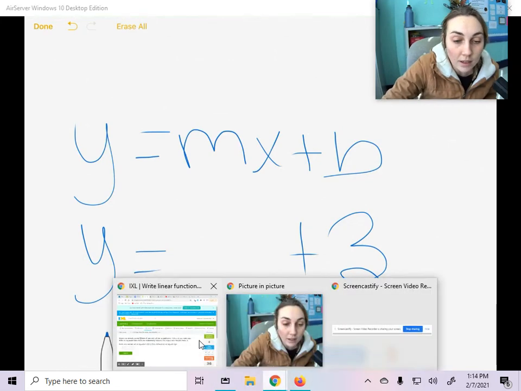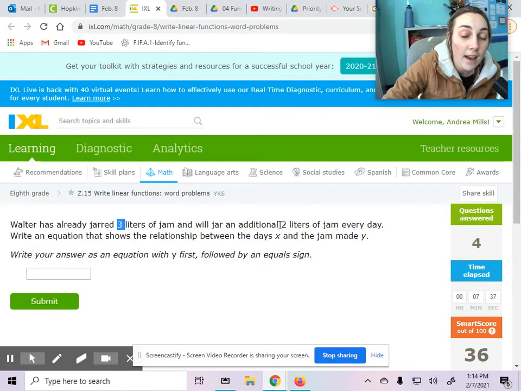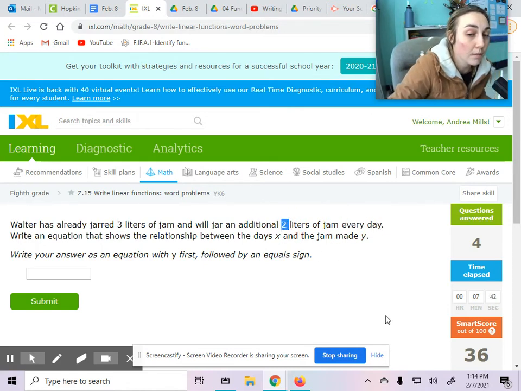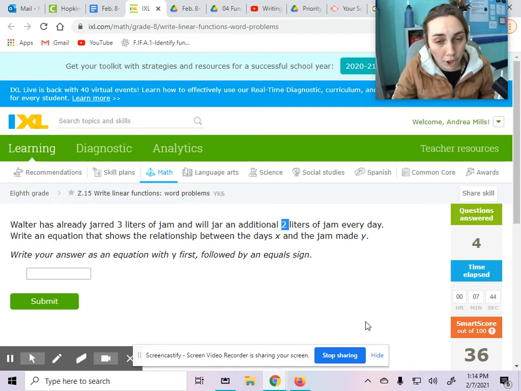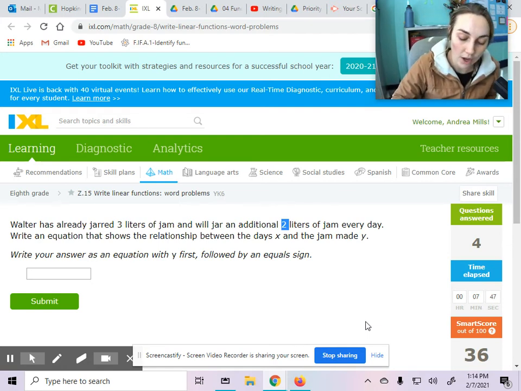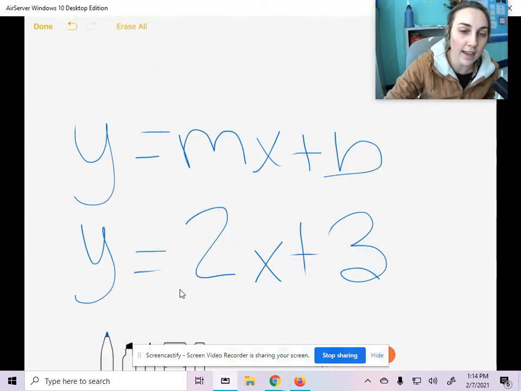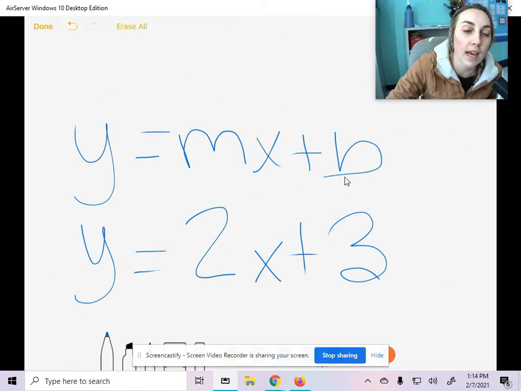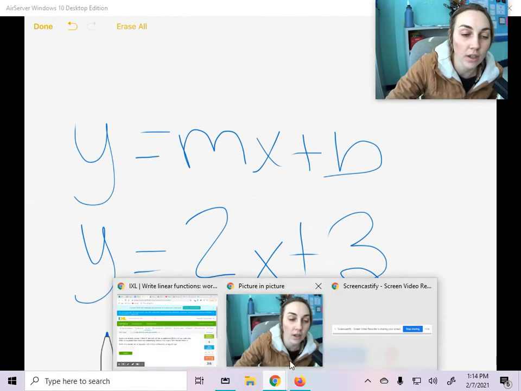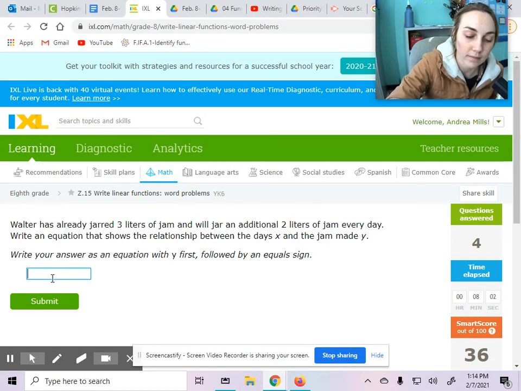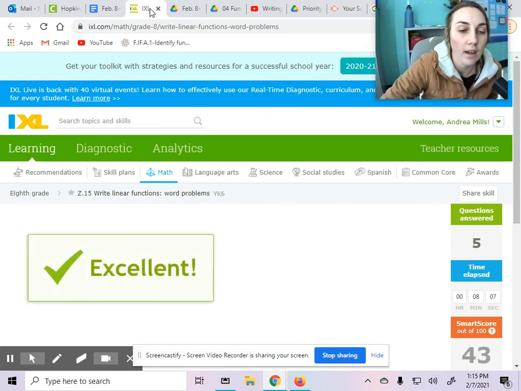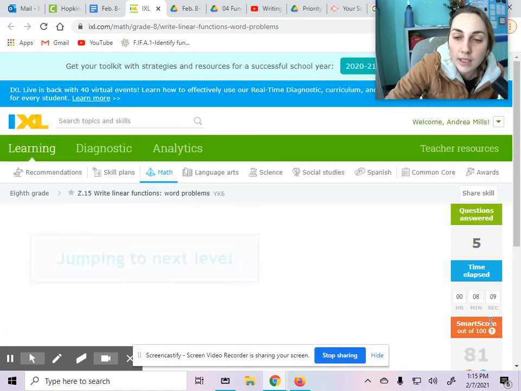And then we can find the slope, and because it says every day he will make 2 liters more of jam, it's 2 liters of jam per day. Our rate of change is 2 liters. So I'm going to substitute 2 where m is, and bring down that x. And guys, here's our equation. We found our slope, substituted where m is, found our y-intercept, substituted that where b is, and here's our equation: y = 2x + 3.